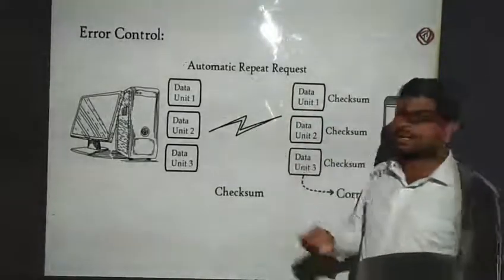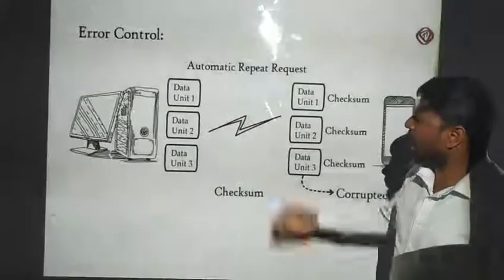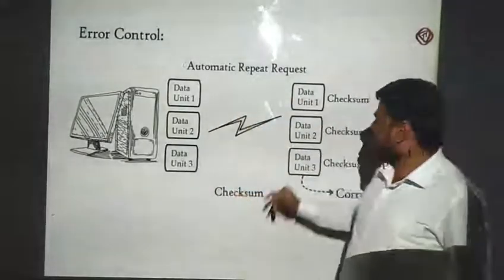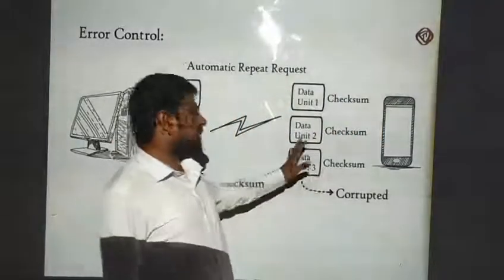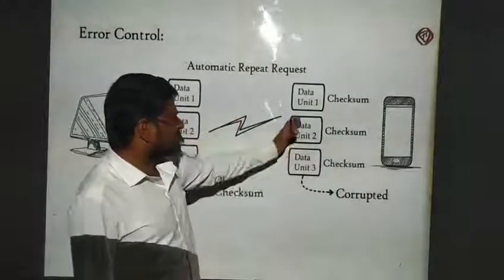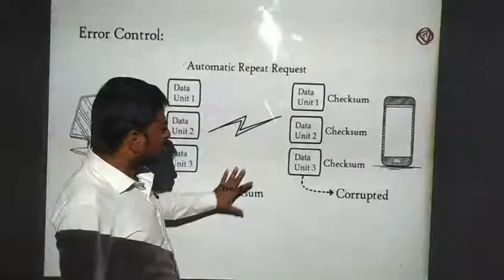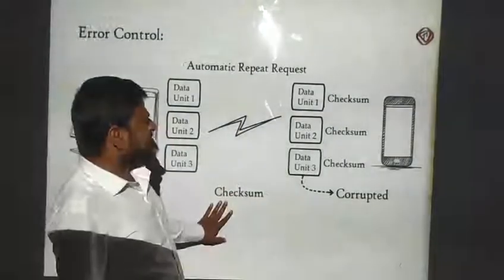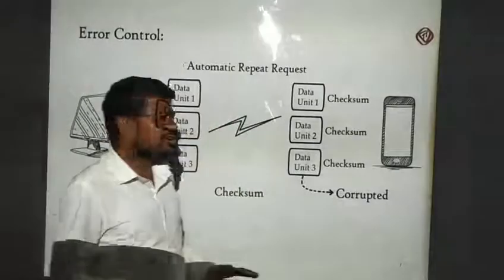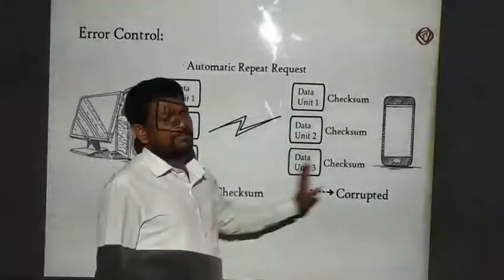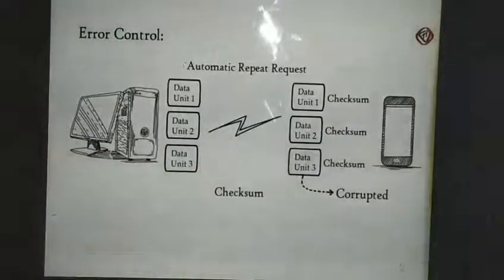Error control means, in the transport layer there is a scheme called automatic repeat request. Every time it checks whether any data is missing or if there is any error in the data. It has a group of bits called checksum, which will check whether all the data is forwarded or not. If any data is not forwarded, it again forwards the complete data to the destination.